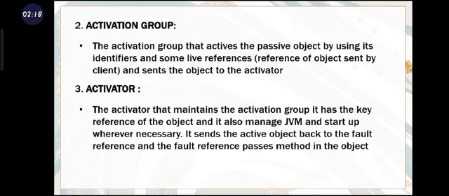What is meant by live reference is the reference sent by the client to invoke an object, and it sends the object back to the activator. The activator maintains the activation group. It has the key reference of the object, and it also manages the JVM and starts it up whenever necessary. It sends the active object back to the fault reference, and the fault reference passes the method to the object, gets the output, and passes it to the client side.